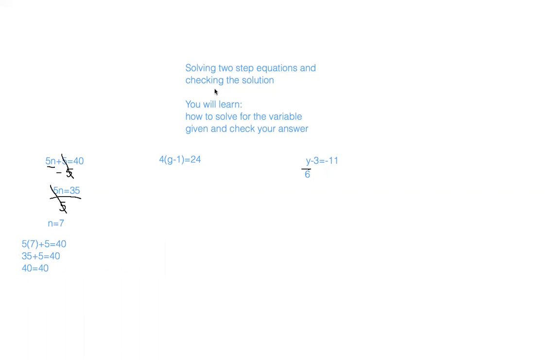So now we know for a fact that indeed n does equal 7, because when we plug it back into the equation here, we see that we're left with 40 equals 40. So we are good to go with that one.